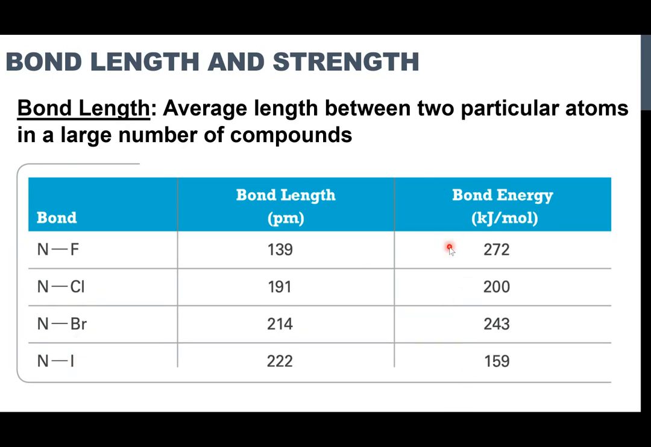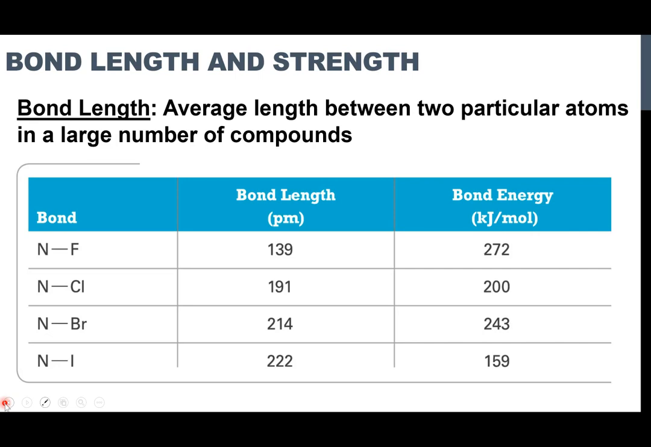And we see that bond energy roughly follows suit, right? So nitrogen and fluorine is the smallest or shortest bond. It's also the strongest. Nitrogen and iodine is the biggest bond, the longest. It's also the weakest. So we still see that trend.